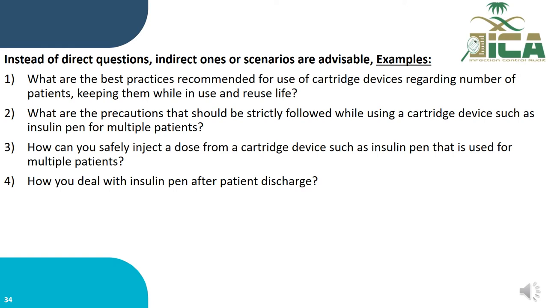That means cartridge devices such as the insulin pen are used only for one patient, and should be labeled with the patient name, medical record number, and the date of first use to avoid use for multiple patients. After expiration of the reuse life recommended by the manufacturer, they should be discarded.